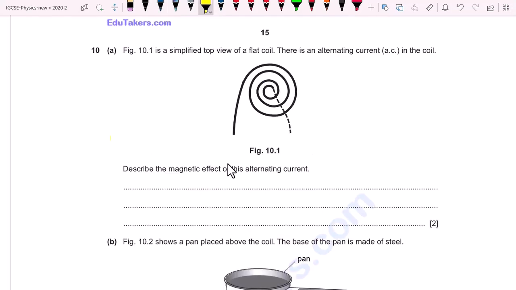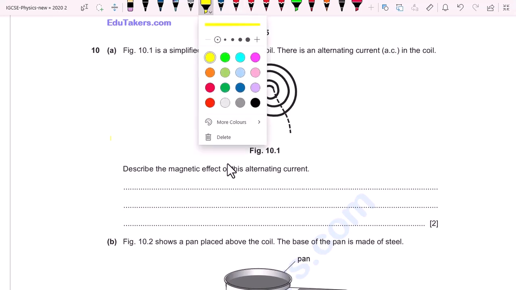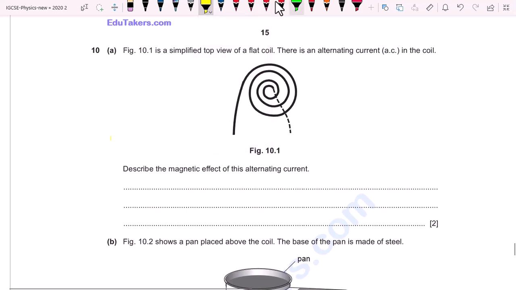Question number 10, part A. Figure 10.1 is a simplified top view of a flat coil. There is the alternating current, AC, in the coil. You can see here that this is a coil and alternating current is passing through it. Describe the magnetic effect of the alternating current. We know that when there is an alternating current, there will be a magnetic field.